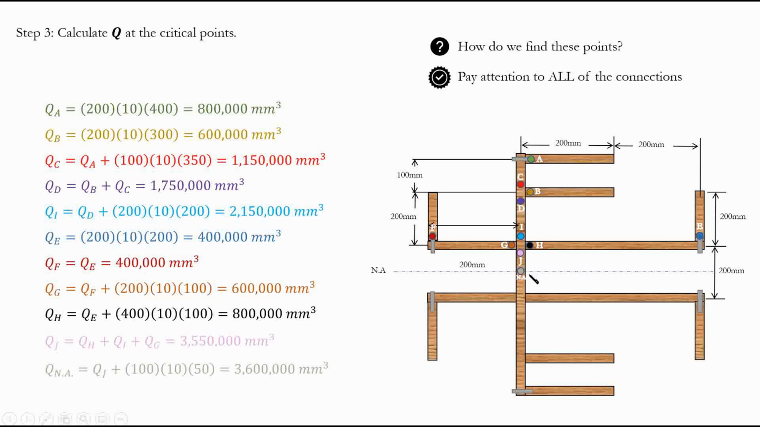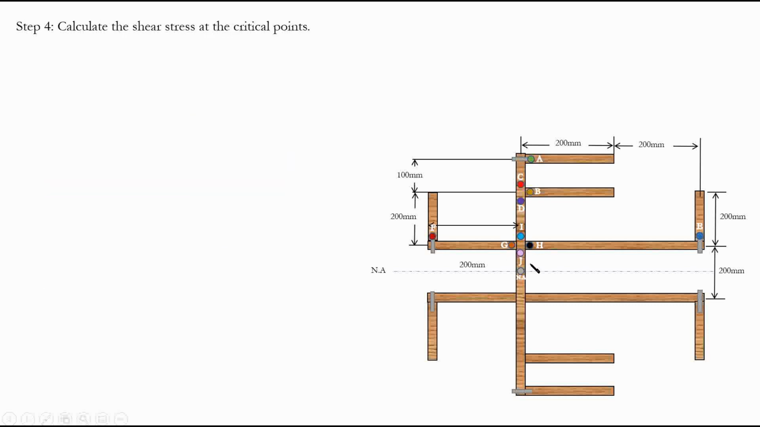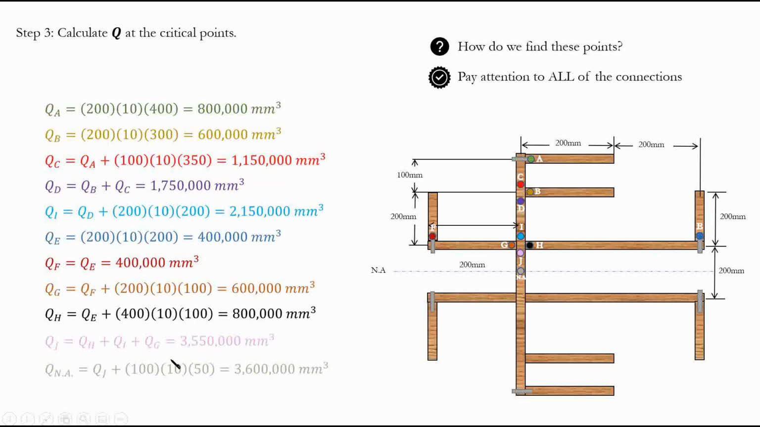So whatever is above here is going to be QJ plus the Q for this segment, right? QJ, which represents this area, plus the Q for this area, which is not covered, right? And that's how we calculate this value. So QJ plus 100 times 10 times 50. Why? The area for this is 100 times 10, the thickness, multiplied by the distance from the neutral axis. The distance is from the centroid of this segment, which is going to be 50, right?